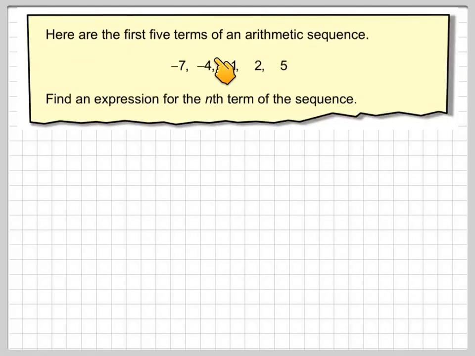Here are the first 5 terms of an arithmetic sequence. So we're going from -7, -4, -1, 2 and 5. Why do we know it's an arithmetic sequence?